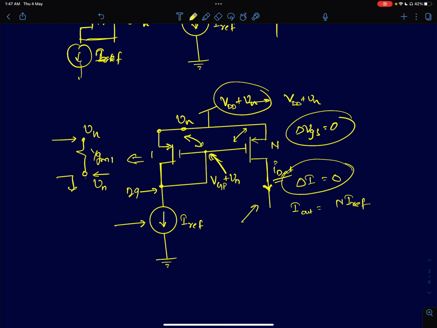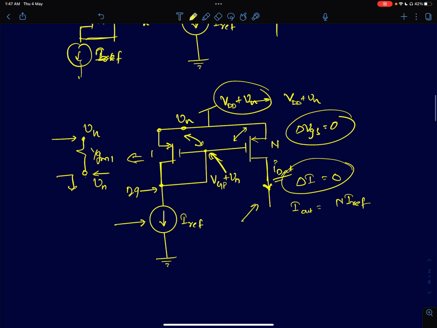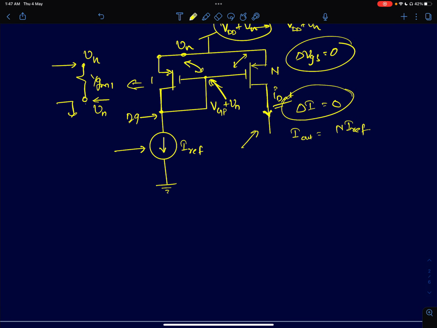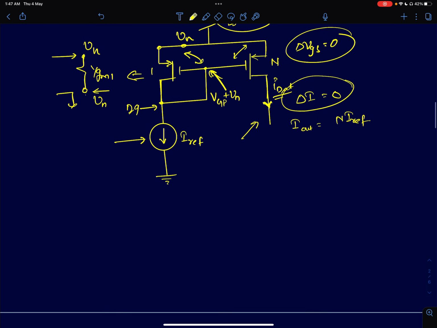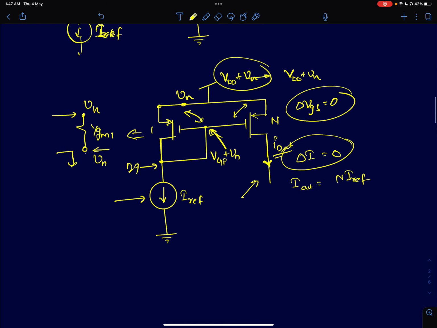So this is what we call a supply rejection property of current mirrors. Again, this is a very basic rule, a basic principle that any current mirror designer should keep in mind. This is like current mirror 101. It's a very basic principle to know. And I've just given you mathematical reasoning why it is so. So a current mirror inherently rejects variations on the supply noise.